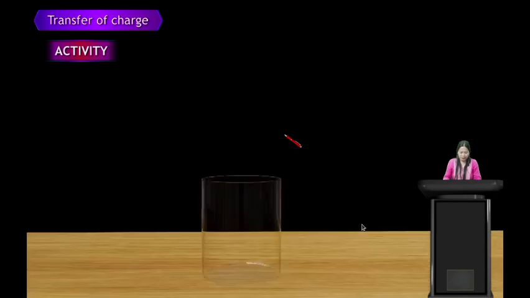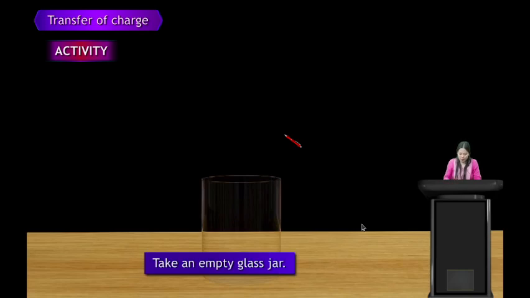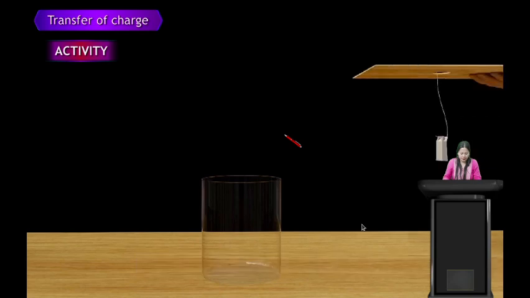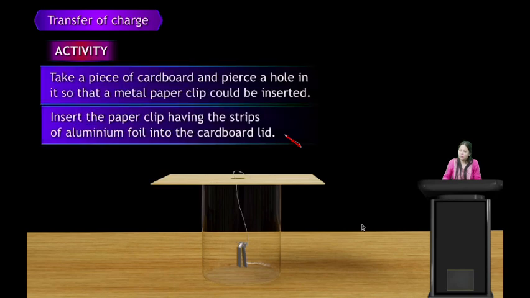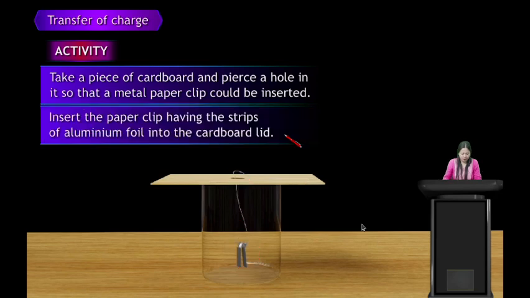Now take an empty glass jar, and we have here a cardboard. Take a piece of cardboard and pierce a hole in it so that a metal paper clip could be inserted. So this is the cardboard, we have made a hole in this. This is the paper clip, and we have the aluminum strips here. Insert the paper clip having the strips of aluminum foil into the cardboard lid. So this is our apparatus that we will be using today.